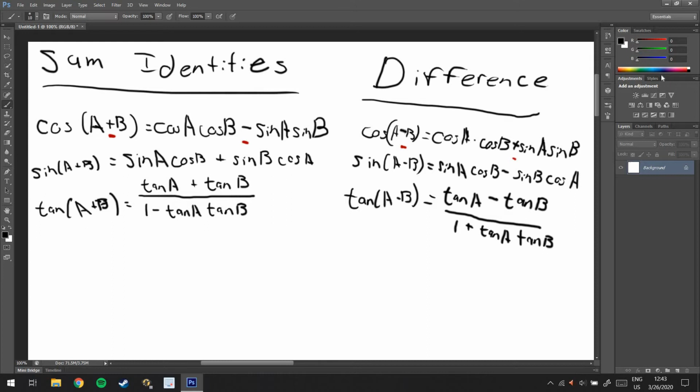Again, we note that we could optionally simplify tan of A plus B to sine of A plus B over cosine of A plus B, and then solve using the sum identities for cosine and the sum identities for sine.